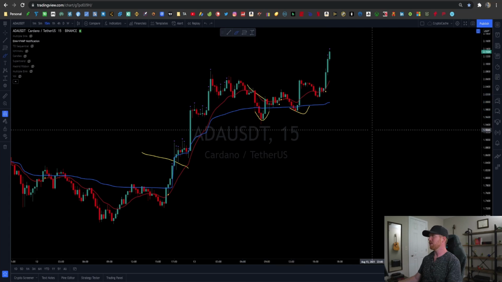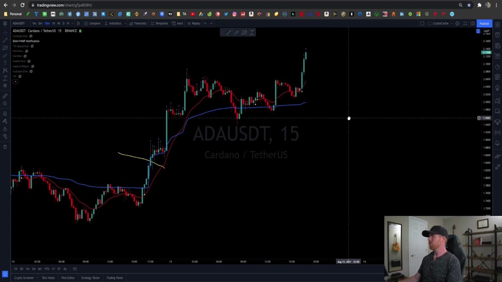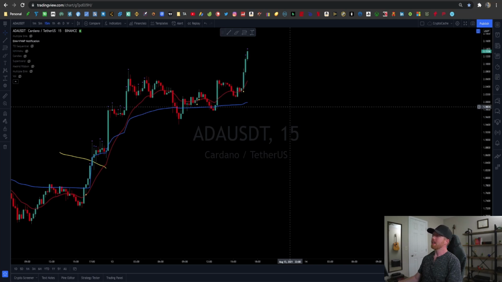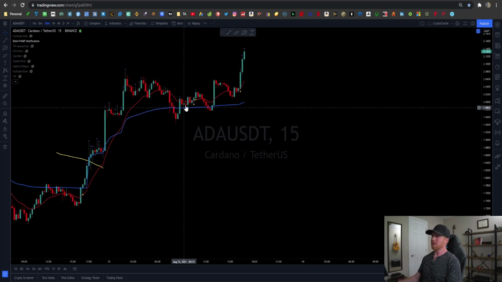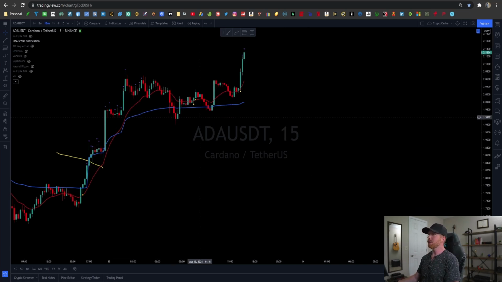So we almost got, it's almost like a reverse head and shoulders pattern. Regardless of that, the bottom line is the price is bouncing up over the VWAP and the EMA.